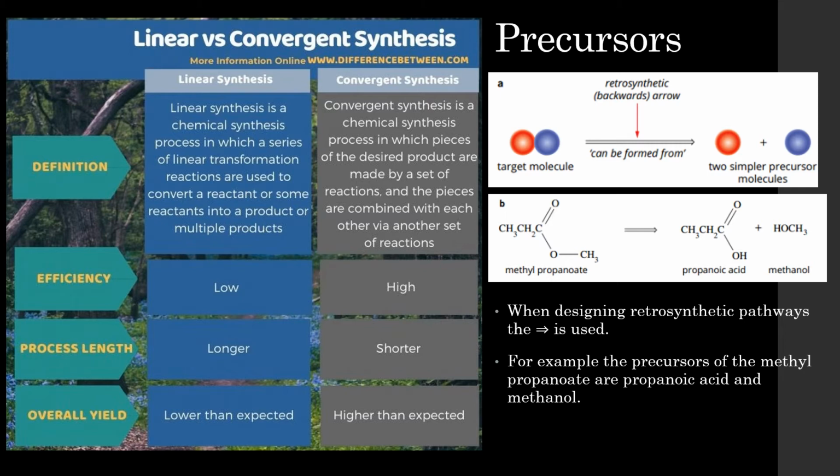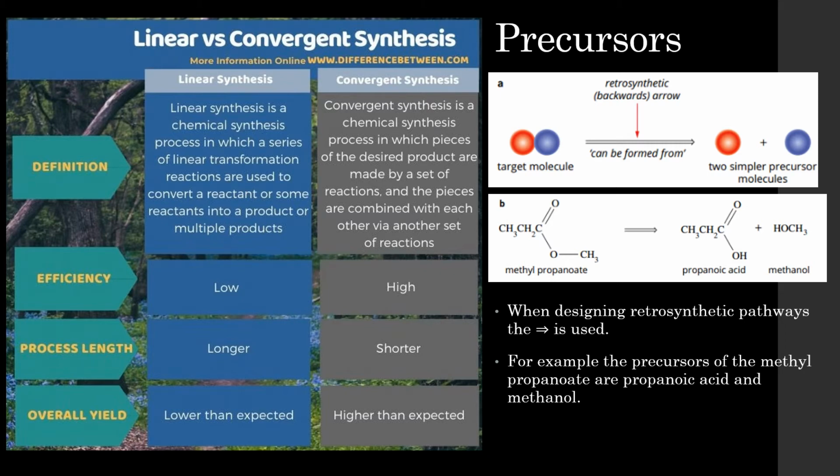Now, let's think about this idea of linear versus convergent synthesis. Linear is just getting all the simple molecules and putting them together until we get the overall yield. So linear synthesis is a chemical synthesis process in which a series of linear transformation reactions are used to convert a reactant or some reactants into a product or multiple products. Now that's got pretty low efficiency. So remember, no reaction is 100%. So the process is going to be pretty long, and the overall yield is going to be pretty low.